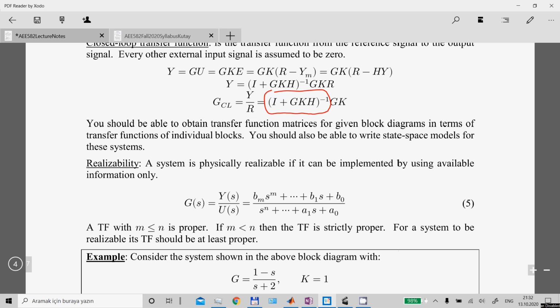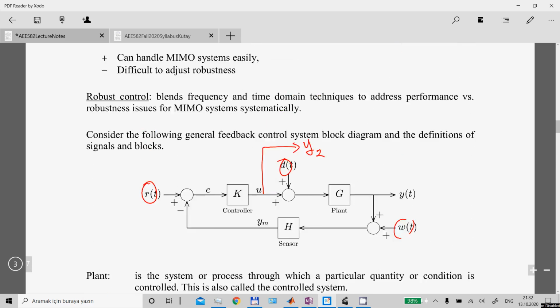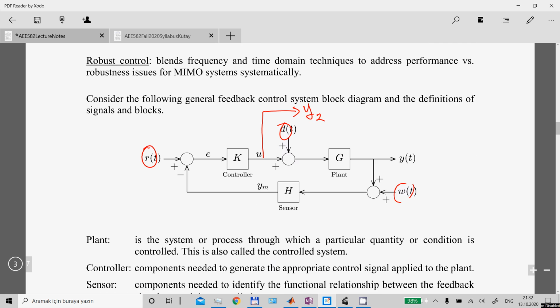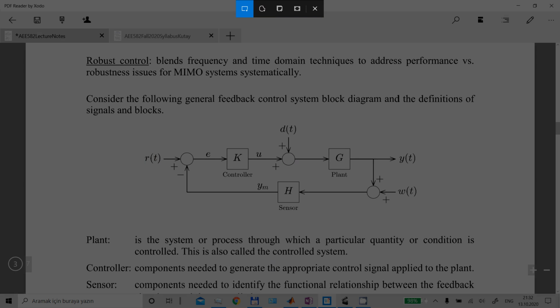Now let me show you an interesting example. Let's go back to our generic control system block diagram. Let me clean this up a little bit. Let me take this block diagram.